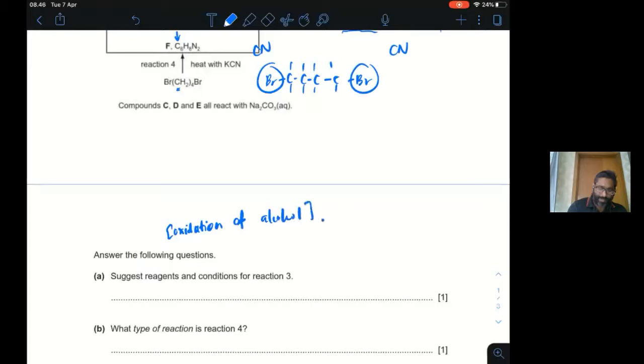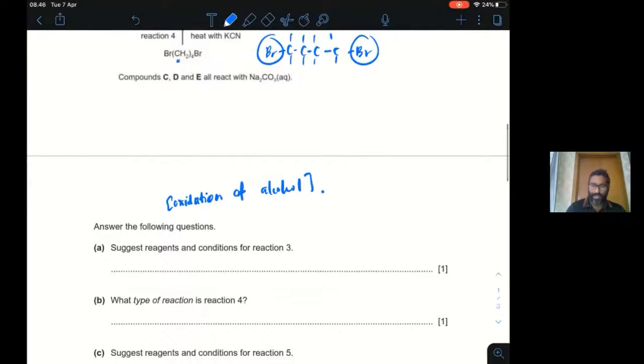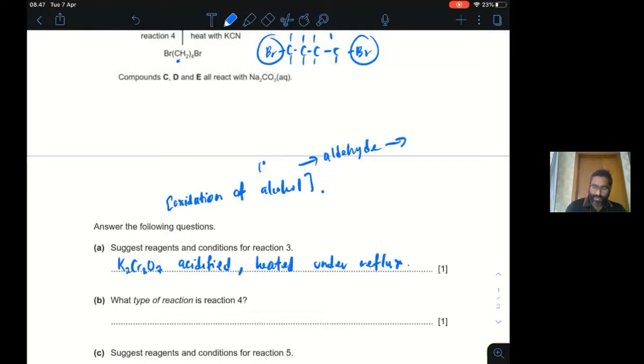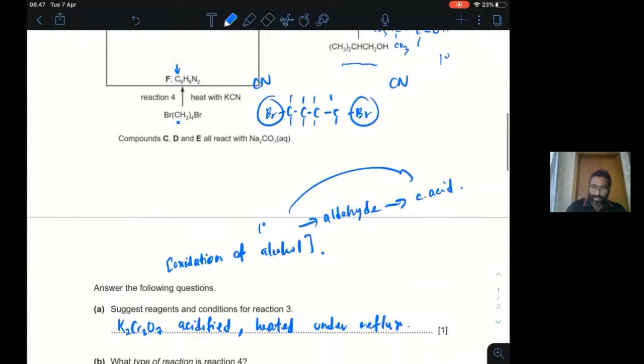There are only two types of oxidizing agent that normally we use in lab, which is a strong oxidizing potassium dichromate. You can use potassium dichromate, acidified, and then condition? Heated under reflux. You cannot just simply heat because this is a primary alcohol. If you just simply heat, it can actually be aldehyde also, because aldehyde will be further oxidized to become carboxylic acid. So to get the carboxylic acid, you need to heat under reflux.